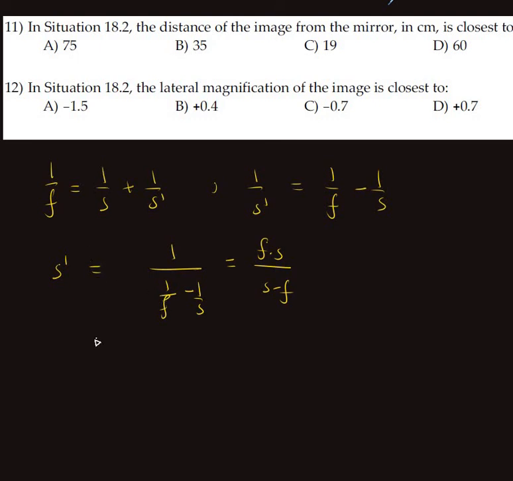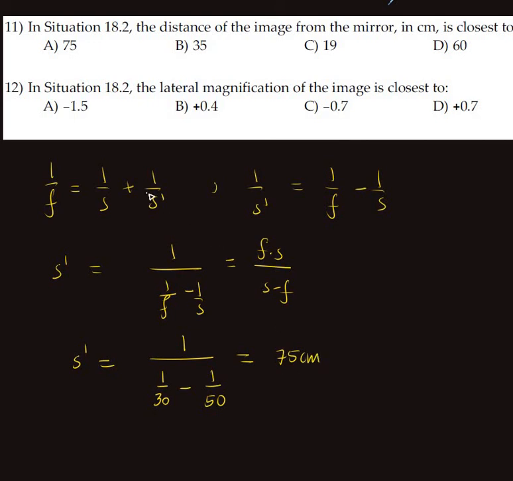And if you substitute the numbers here, you will get what? 1 over the focal length. We calculated it, because we know that the center of curvature was 60, so it's going to be 1 over 30 minus 1 over the object distance, which is 50 centimeters. And if you do this, you get s prime, and I've rewritten this equation so it looks nice.